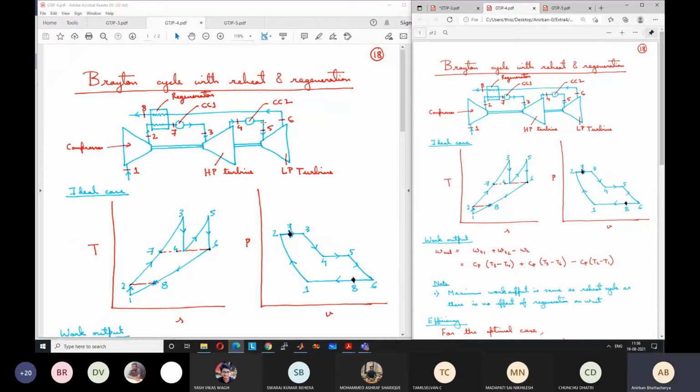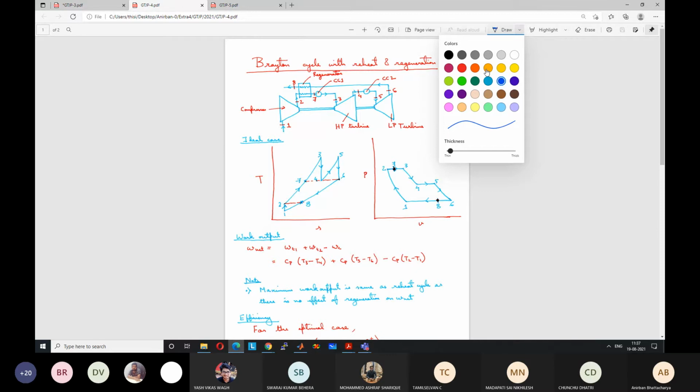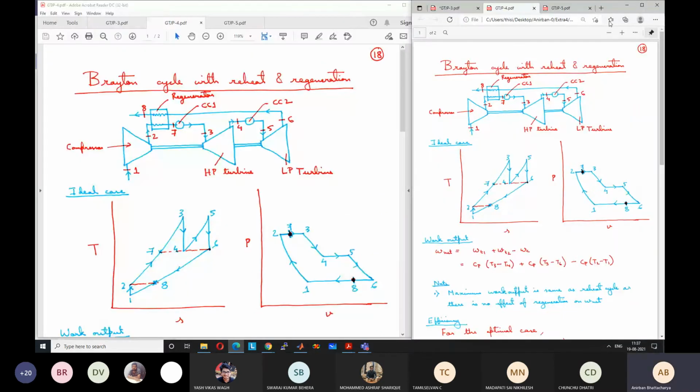Can anyone say why this is very effective? What can be the physical reason behind this? Sir, with reheat, the scope of regeneration increases. Correct. Good. So with reheat, actually, for the same pressure ratio, instead of the turbine output occurring at this point, the turbine exit temperature increases for the same pressure ratio. As a result, the scope of regeneration increases. As a result, regeneration plus reheat is a very effective combination.